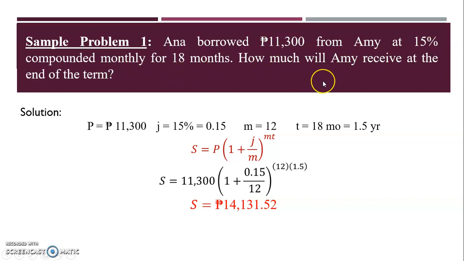So, example number 1, Anna borrowed 11,300 from Ami at 15% compounded monthly for 18 months. How much will Ami receive at the end of the term? Always remember that the time should be expressed in years. Palaging sa years. So, let's identify the given first.